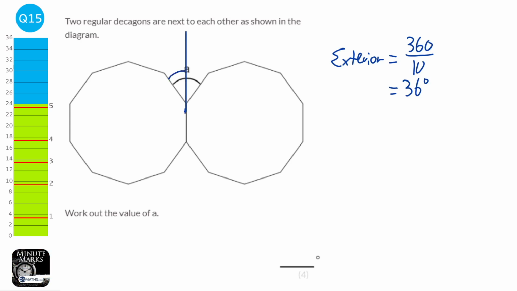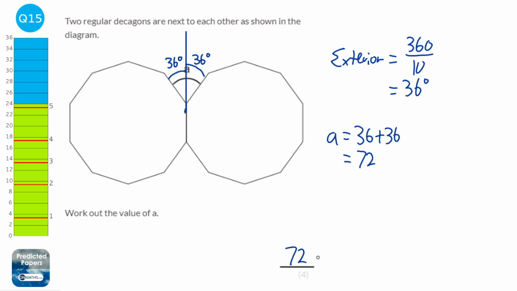So this one here is the exterior angle of the left-hand decagon. And this one here is the exterior angle on the right-hand decagon. So altogether, the angle A will be 36 plus 36, which will be 72. So our answer will be 72 degrees.